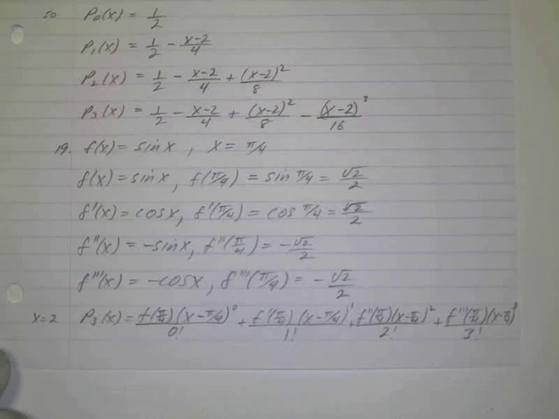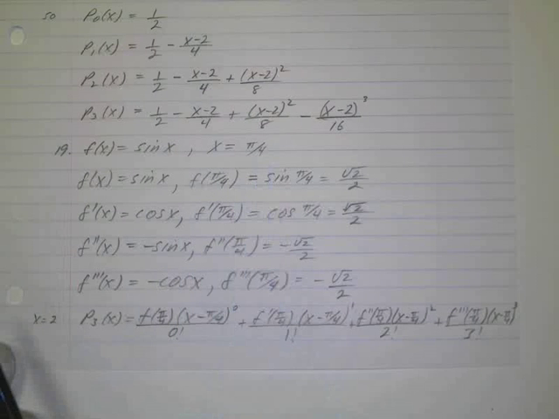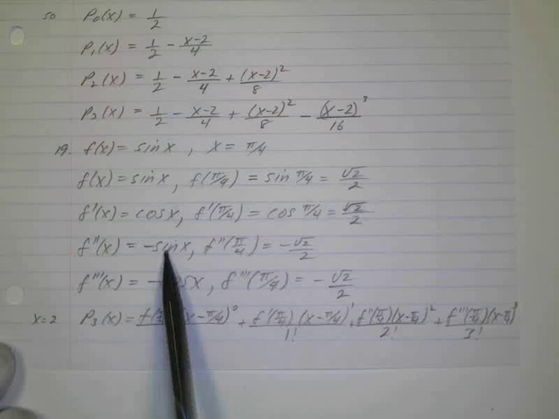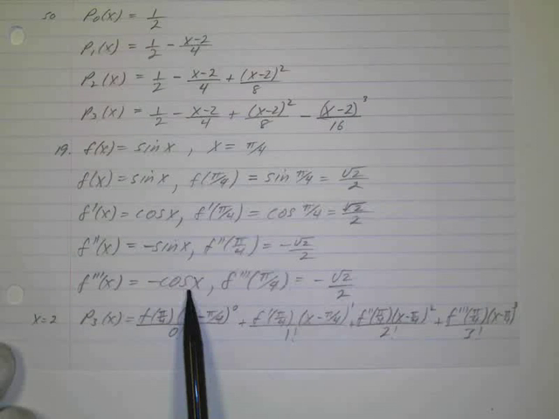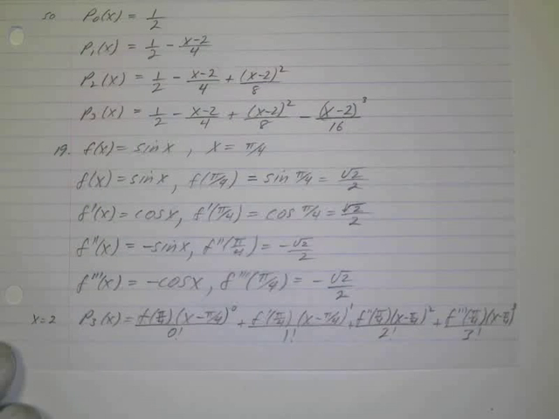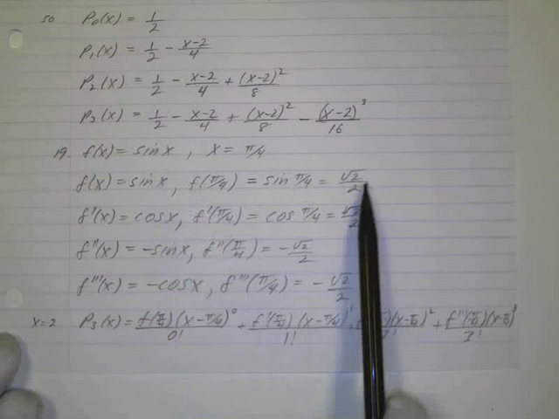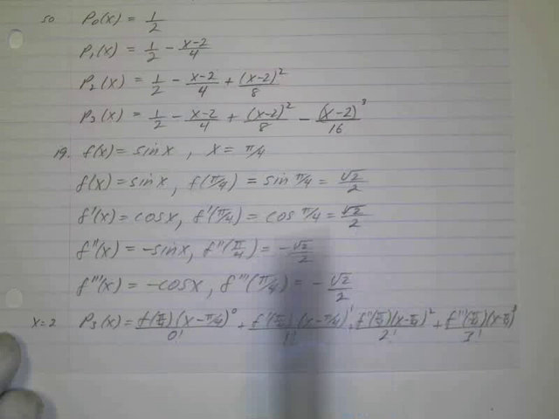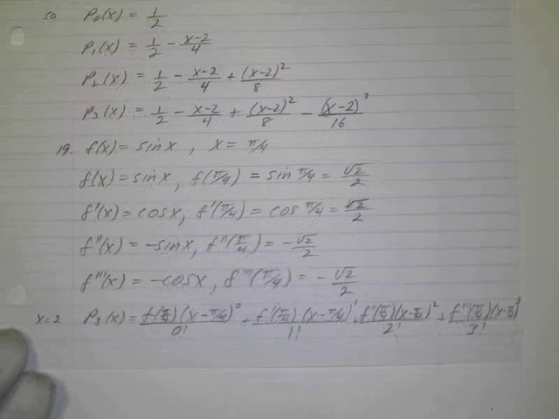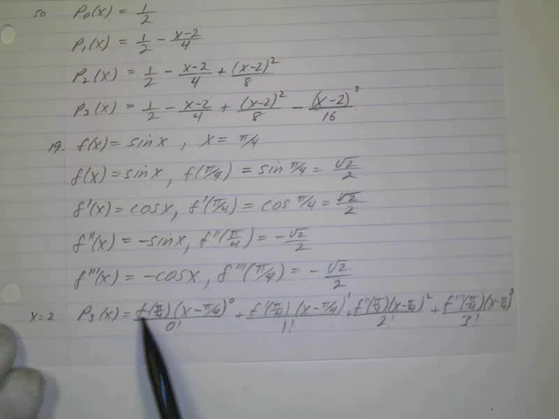Okay, all right. So f of x is sine of x, and we're going to evaluate that at pi over 4. F prime is cosine of x, f double prime is negative sine of x, and f triple prime is negative cosine of x. We're going to do these at pi over 4, and remember that's a good old square root of 2 over 2, depending on the sign. This is square root of 2 over 2, this is also square root of 2 over 2, this is negative square root of 2 over 2, and this is negative square root of 2 over 2. Then we put this in our Taylor's formula.